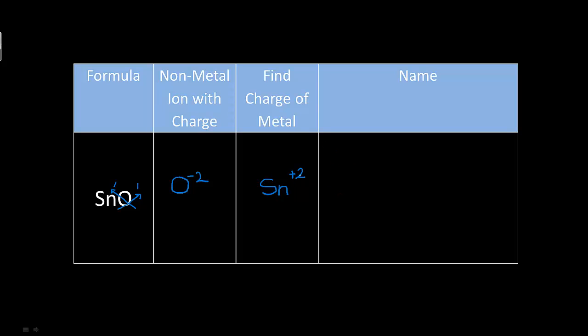So the name, we always name our metals first. Sn is tin. Then we need to do our Roman numerals for the oxidation number. The oxidation number is 2, so I'm going to put a Roman numeral 2. And then name our nonmetal, oxygen, but we change the ending, and we add IDE to it. So it's tin 2 oxide.